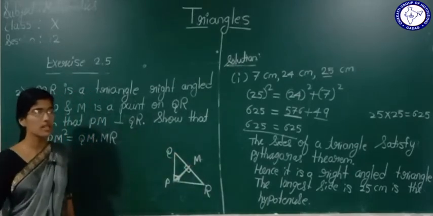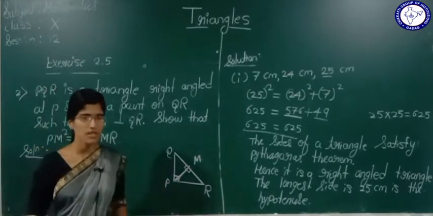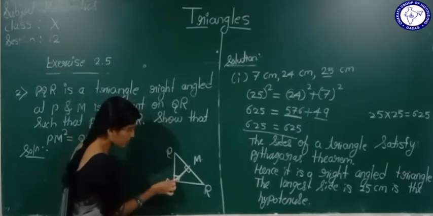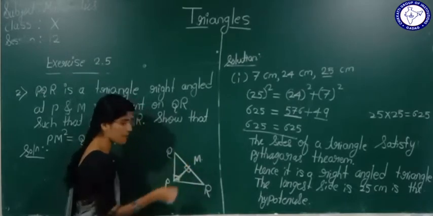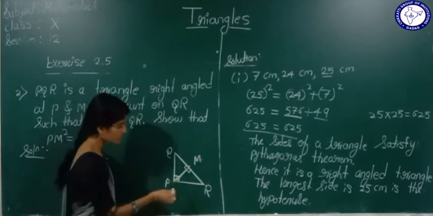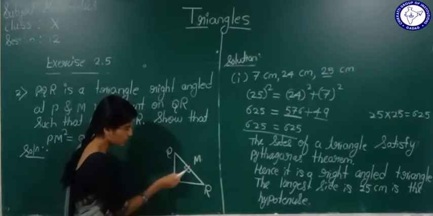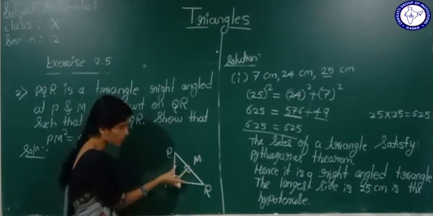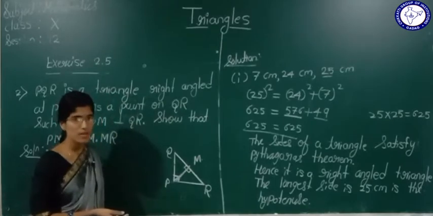Now see students, in the last class I told you one theorem. Do you remember? This is a right angle triangle. From this right angle, that is at P, if you draw a line perpendicular to the hypotenuse, what will happen? The triangles on both sides of the perpendicular are going to be similar. Yes or no? This small triangle is similar to the whole triangle, and these two triangles are also similar. Okay, we have proved this theorem also.